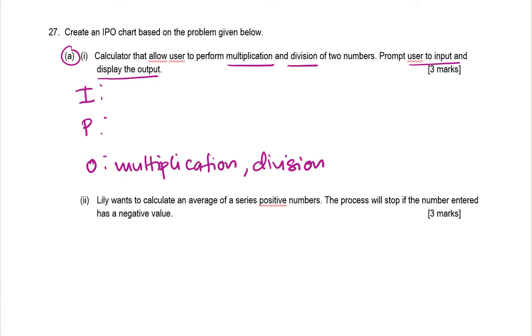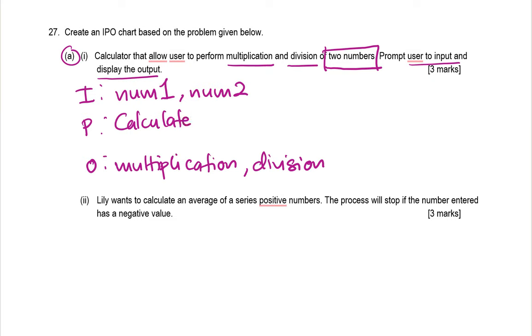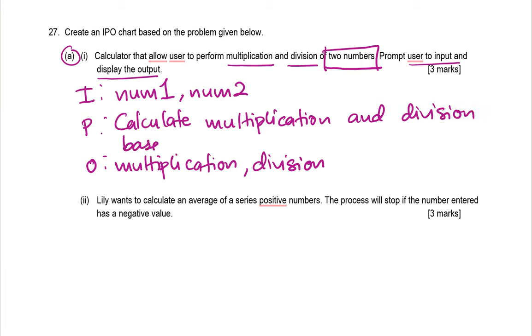Next, what is the input? Of course, two numbers. So you can write num1 or number1, comma, and number2, because it allows the user to enter two different numbers. In the input, you also cannot write n. So how about the process? We are going to calculate multiplication and division based on your input, that are num1 and num2.